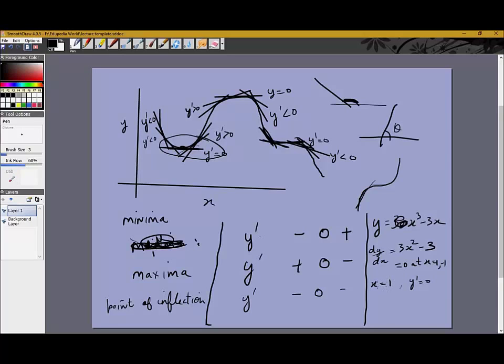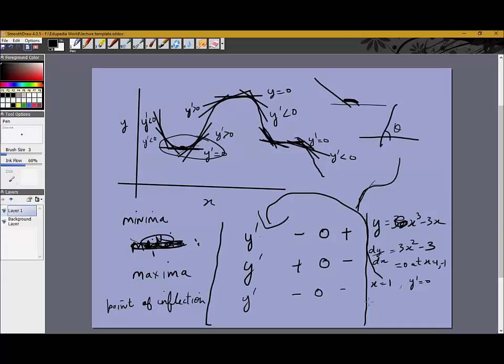What happens when x is 0.999? When x is 0.999, then 3x square minus 3 will be negative. And when x is just slightly greater than 1, that is 1.001, dy by dx is positive. So dy by dx is actually going from negative to 0 to positive as x goes from 0.99 to 1 to 1.01. Hence we know that x is equal to 1 is a minima.